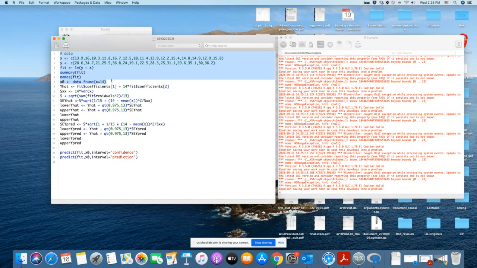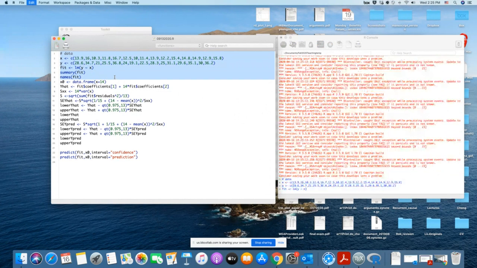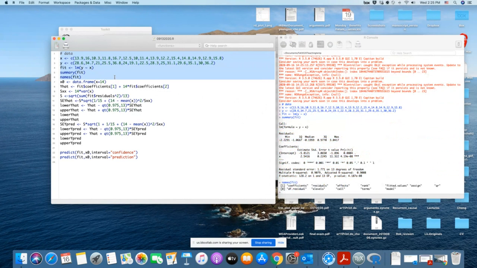We look at this example from the last time, where we have data, and now we assume that x equals 14. So we would like to look at the confidence interval for a fitted value.